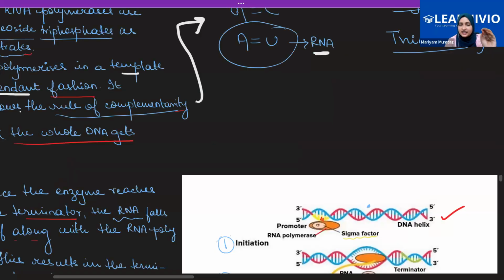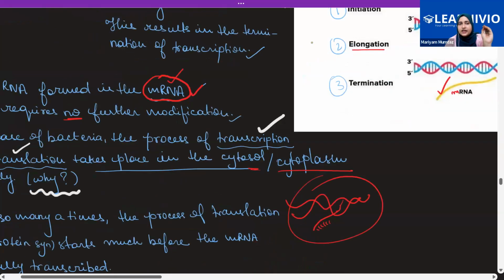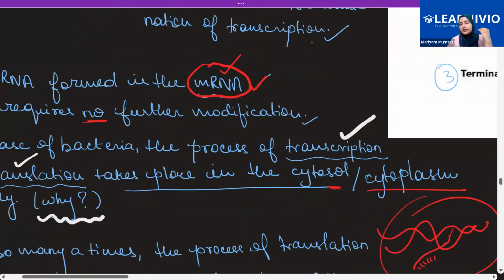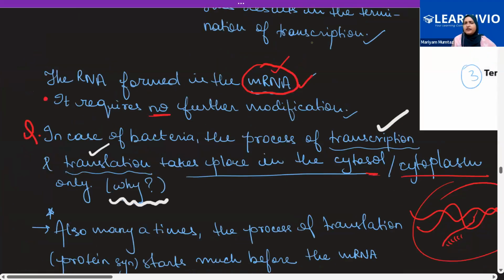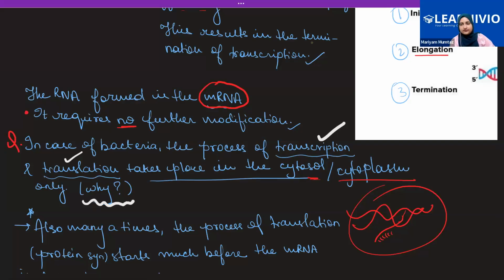So this was how the process of transcription is taking place in the case of the prokaryotic organisms. Now the RNA that is formed at the end of the transcription in prokaryotes, definitely it's going to be the mRNA. And remember one very important point, that it requires no modification. So at the end of transcription in the prokaryotes, there will be no modification that will be required.